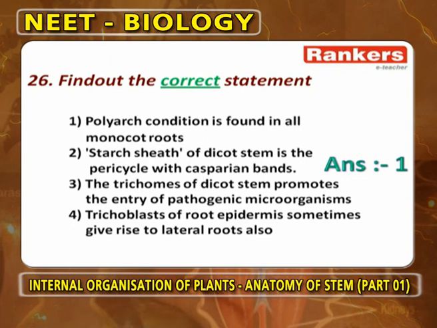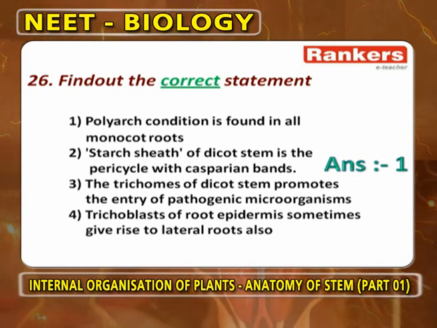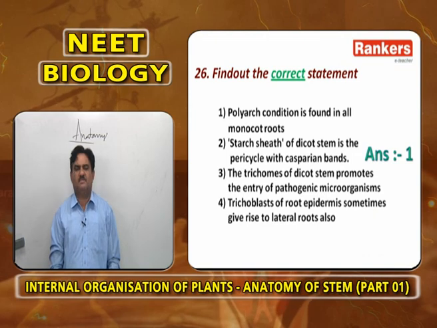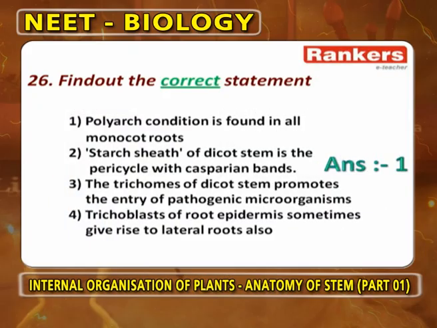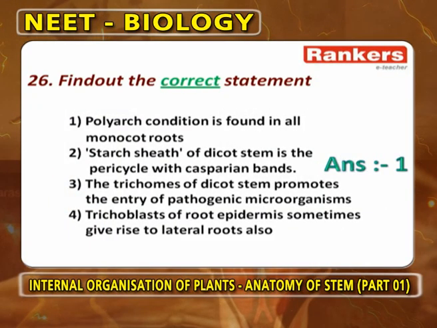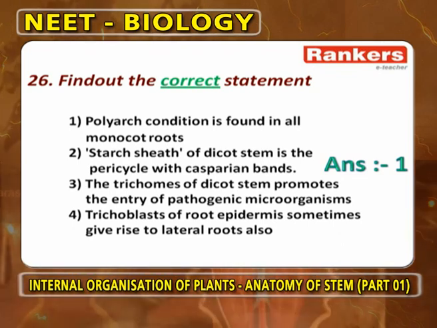Starch sheath of dicot stem is the pericycle with Casparian bands is wrong. The trichomes of dicot stem promoting the entry of pathogenic organisms is wrong. Trichoblasts of root epidermis sometimes give rise to lateral roots is wrong. Lateral roots are not produced from trichoblasts, they are formed from pericycle in a root endogenously.